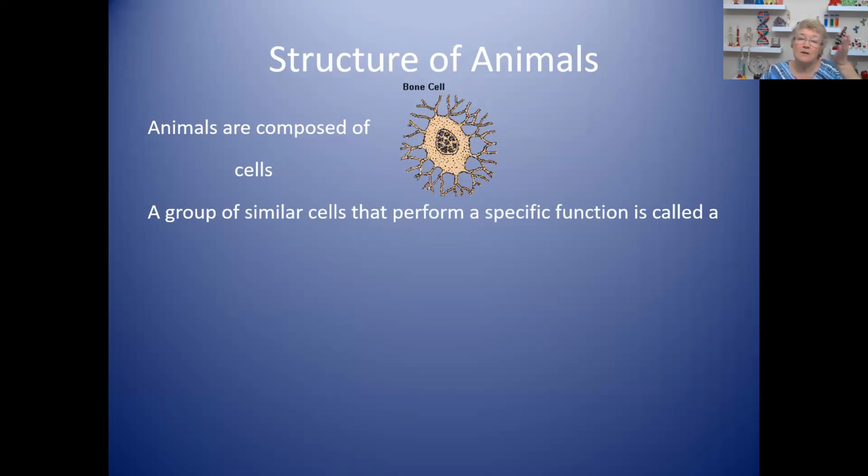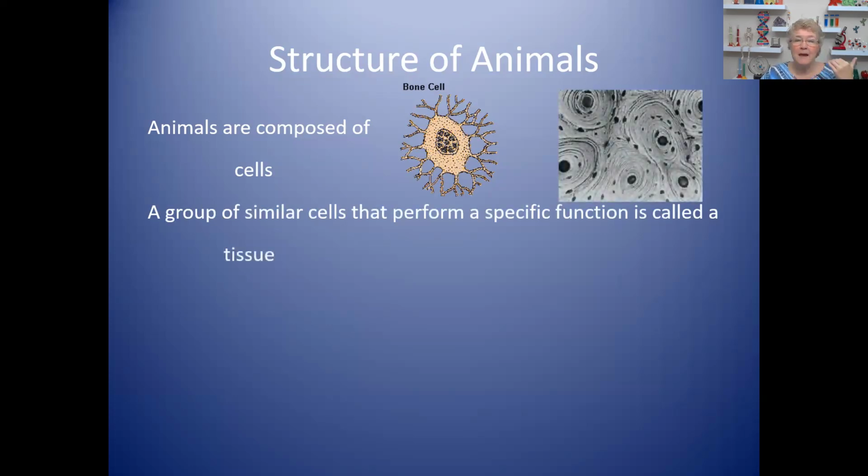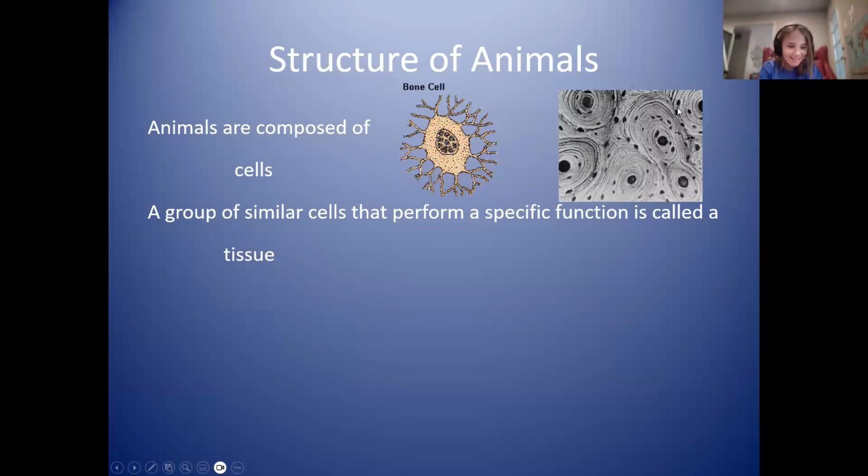A bunch of skin cells make up skin tissue, and a bunch of bone cells make up bone tissue. Yeah, so this is a picture right here of bone tissue. That's a bunch of these all put together.